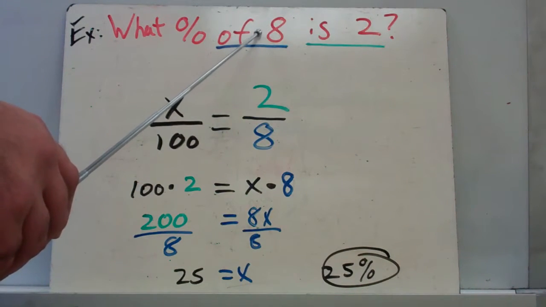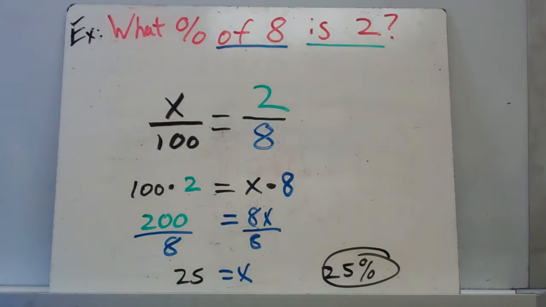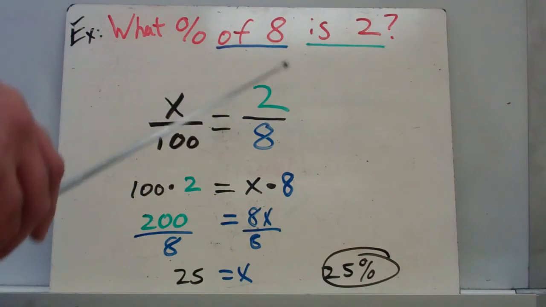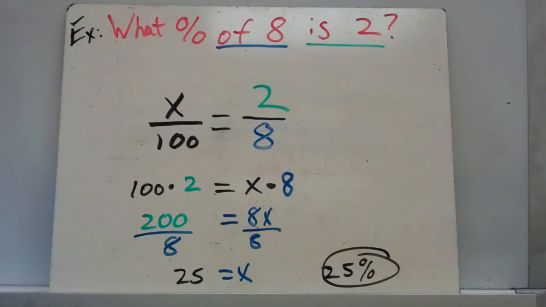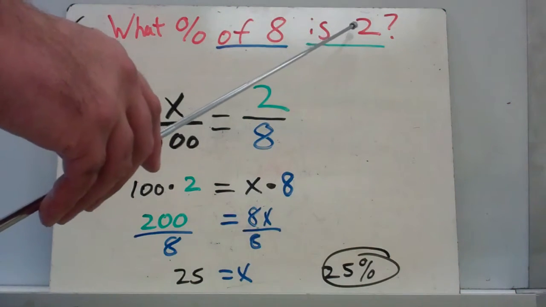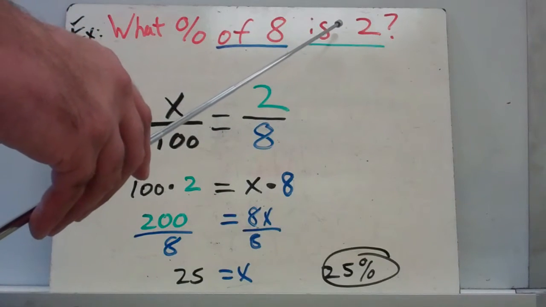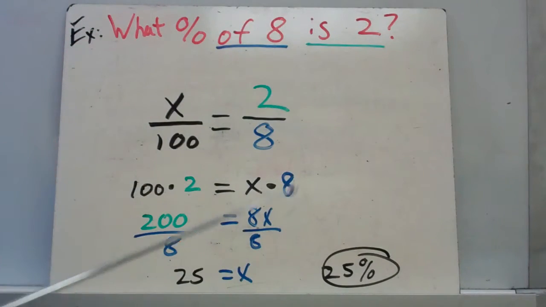And if we look up here, we have of 8. Remember that of indicates a whole. Okay, so the word of is attached to 8. That goes in the denominator. And then the word is indicates a part. That is going to go into the numerator.